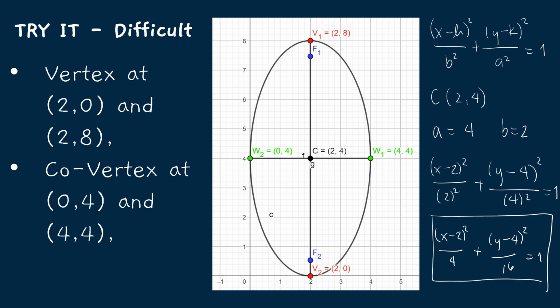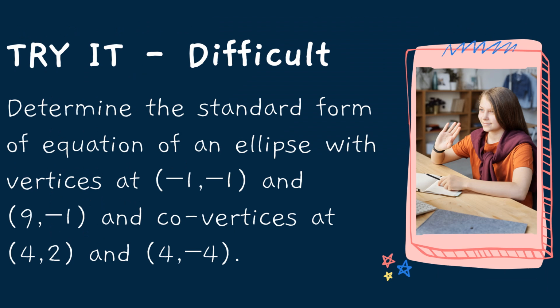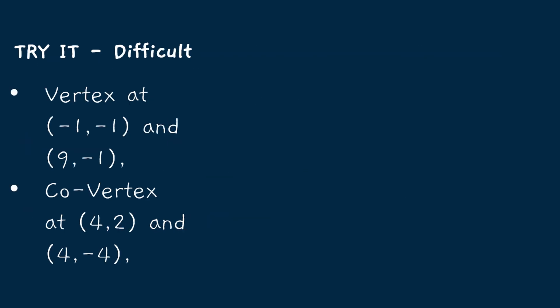Okay? And lastly, on number 6, let us analyze the final example. Determine the standard form of the equation of an ellipse with vertices, this time, at (-1, -1) and (9, -1), and we are given the covertices at (4, 2) and (4, -4). So analyze first before we solve it. Okay, let us now try to solve for this example.